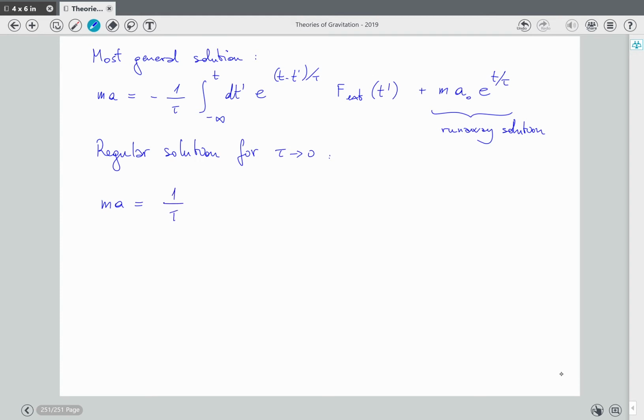m a equals 1 over tau integral from t to plus infinity, dt prime e to the (t minus t prime) divided by tau, f external at t prime. No arbitrariness is there, but the integral now involves the future. So you need to know the external force in the future to write down the equation. That's a violation of causality.